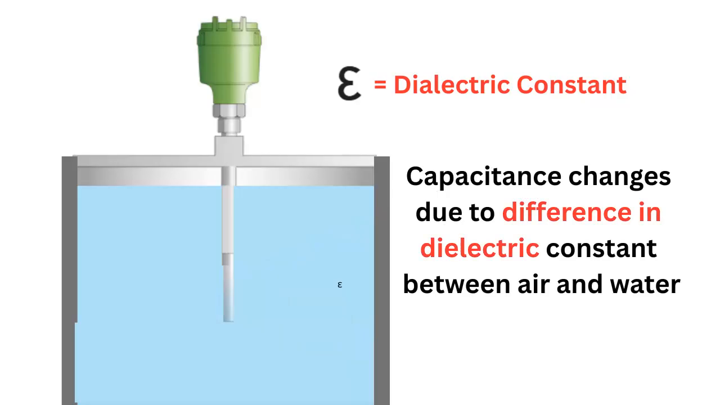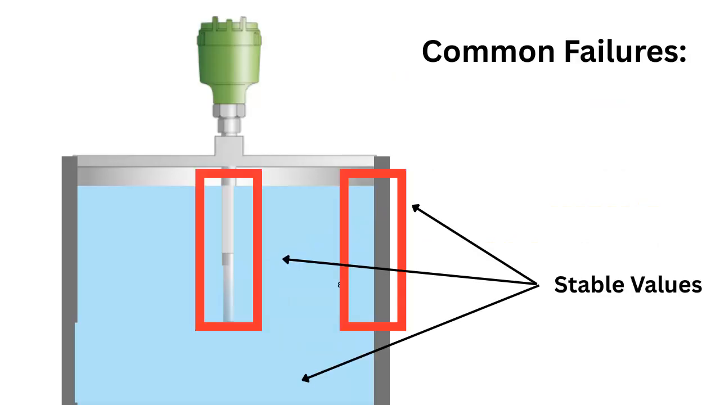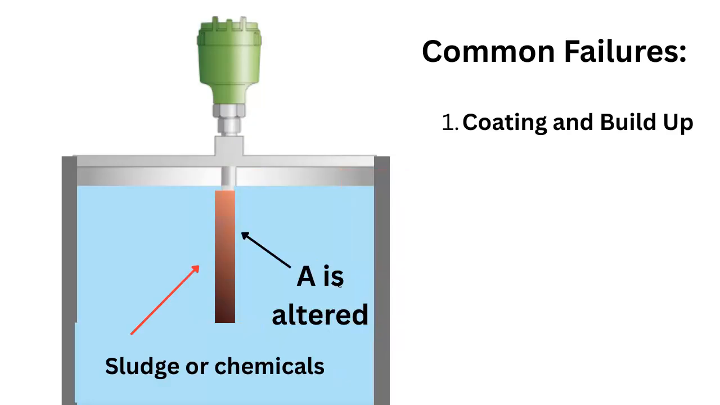Now for the essential troubleshooting knowledge. The system only works if it can rely on stable values for the plates and the product. There are three common failures technicians see in the field. Failure 1. Coating and buildup. If the probe develops a thick, conductive coating, say from sludge or sticky chemicals, the effective area, A, of the original plates is altered. This causes the baseline capacitance to drift, leading to a permanent offset error. You must clean the probe regularly.